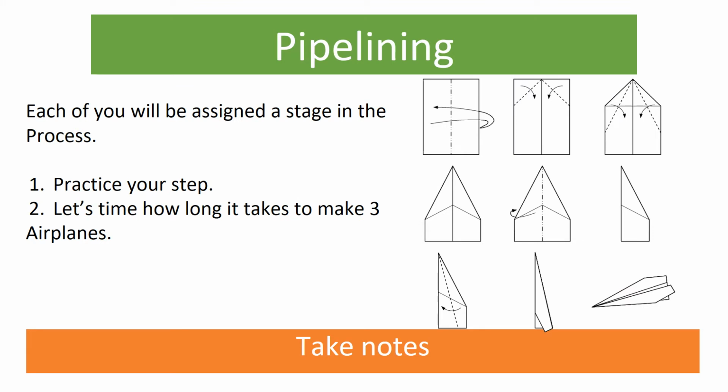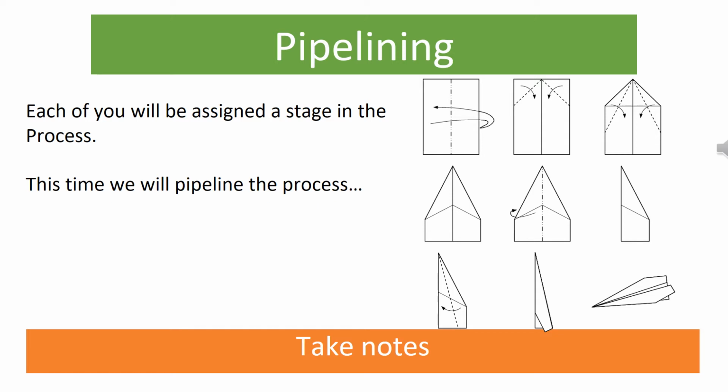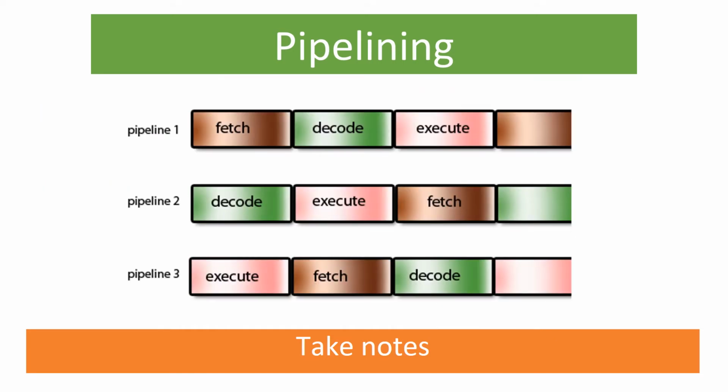We are going to create a production line for a paper aeroplane. Each of you will have a different step. Once you finish your step, you'll pass the paper aeroplane to the next person in the production line. Let's time and see how long it takes to make 3 paper aeroplanes. That was the inefficient way. In a production line, remember that once we have finished our step, we're going to repeat the same step whilst the next paper aeroplane has been started to be made. This is the pipelining process.